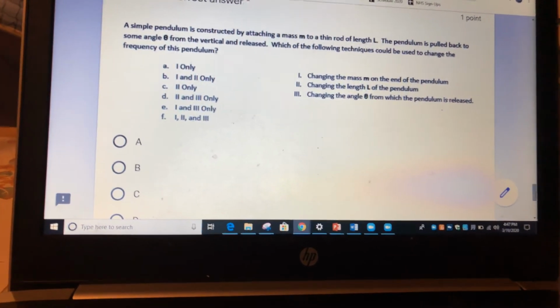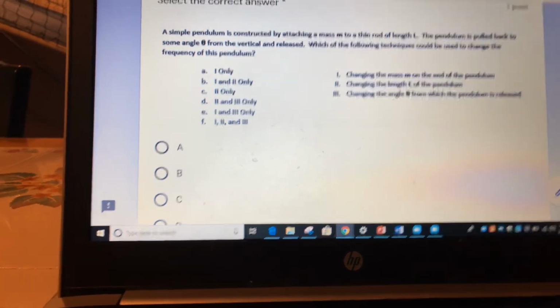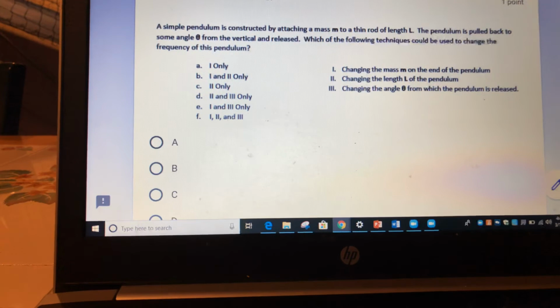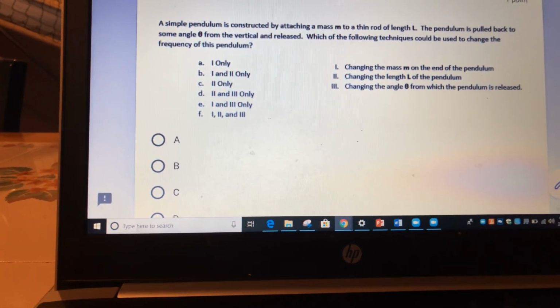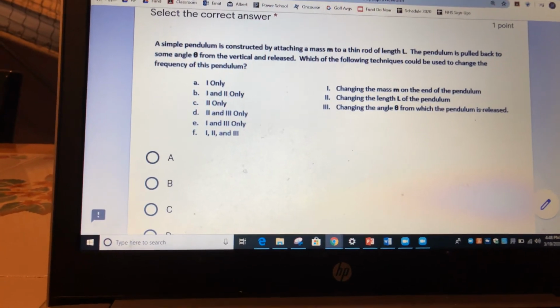So this is just asking what affects the pendulum. M does not affect the pendulum. L does, and theta does not. So the only answer is 2. So the answer on this question is C, 2 only.